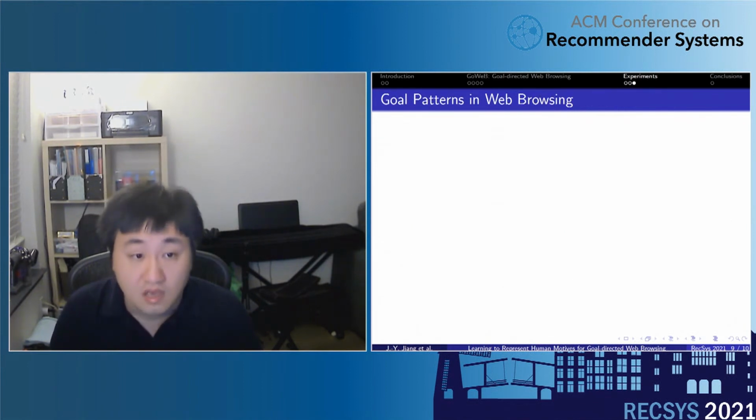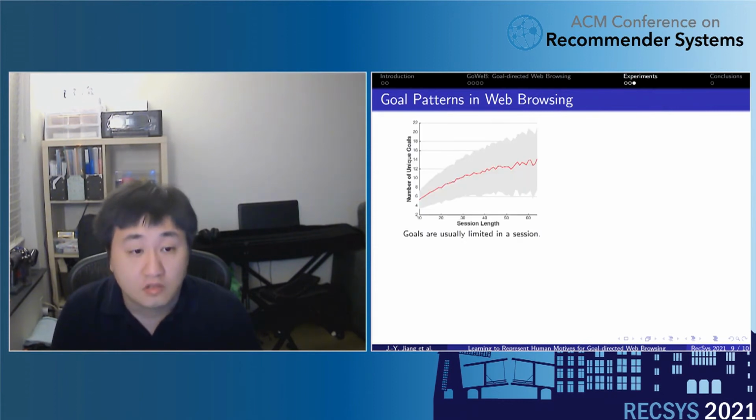And we also have some analysis on the patterns of goals. So first, we can observe that the number of goals is usually limited inside the session.